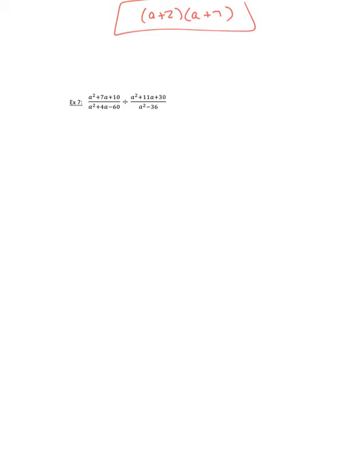Only it's division. So if it's division, you're going to multiply by the reciprocal. So this changes to multiplication, and I'm going to flip this: a squared minus 36 over a squared plus 11a plus 30. And then my first fraction is going to stay the same: a squared plus 7a plus 10 over a squared plus 4a minus 60.